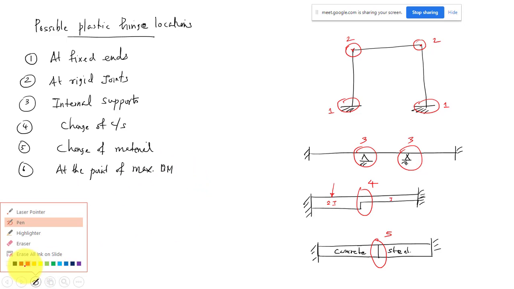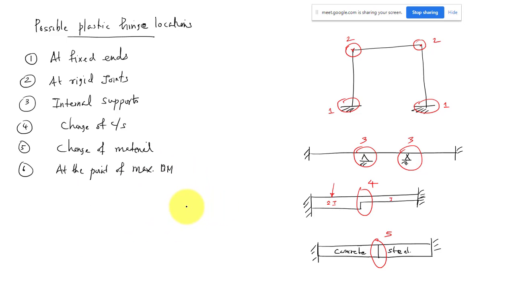That means suppose you have a simply supported beam, and I have some point load here. So the bending moment will be maximum at this section only. So the moment diagram will be like this. So not at the midspan, the plastic hinge will form here. That is the sixth type.